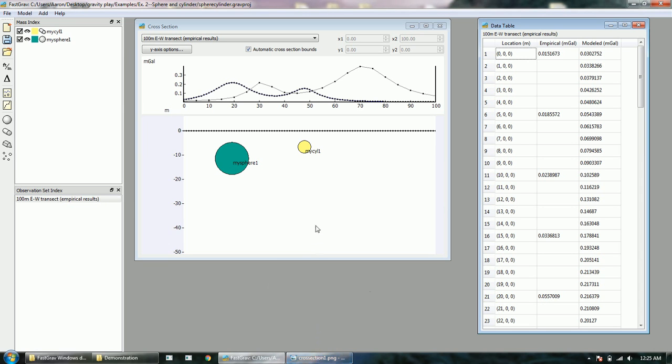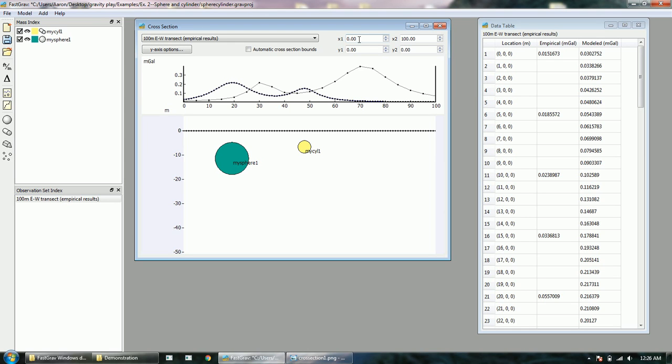Now, by default, x1, y1 is locked to this first point in the observation set, and x2, y2 is locked to this last point in the observation set. But if I uncheck this automatic cross-section bounds box, I can change these points manually. So this is like moving the endpoints to observe a different slice of the Earth, or to look at the same slice but with a different range.